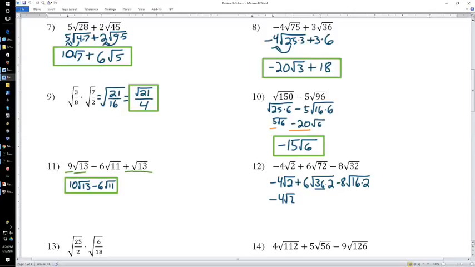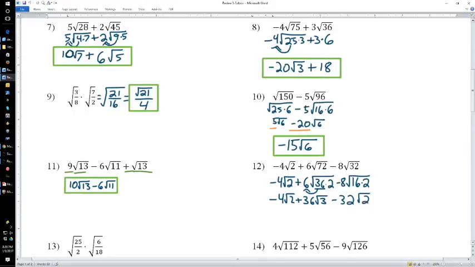36 is 6 times the 6 out front, which becomes 36 again. That one confuses the mess out of people, but remember the 36, we took the square root of it, so it became a 6. Multiply it by the 6 out front, and that went back to being a 36. And last but not least, square root of 16 is 4. 4 times the 8 out front, so it's negative 32 on the square root of 2.